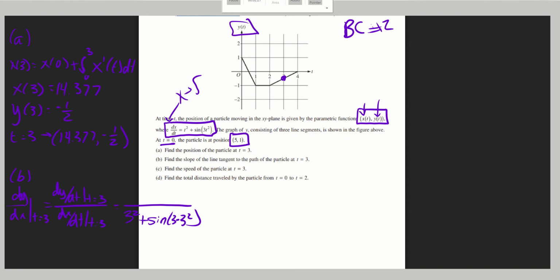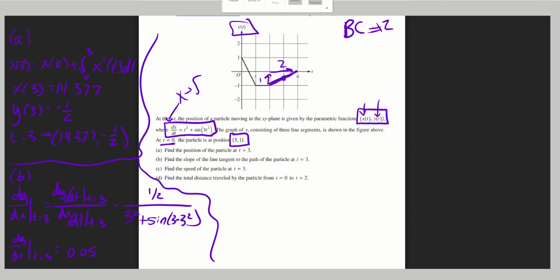Now on top, the dy/dt, we want the derivative of y at 3, which really means we want that slope. So we want up 1 over 2, so that slope is 1/2. And now it is a matter of, again, just plugging it in your calculator, and that is going to come out to 0.05. So that's your A and your B.